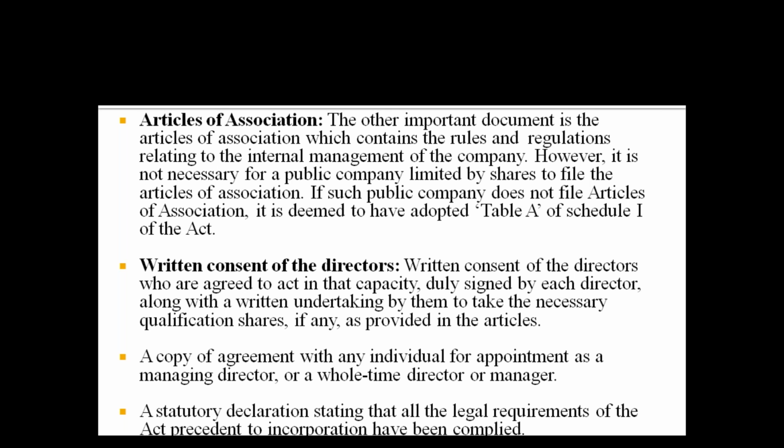Next document is a copy of agreement with any individual for appointment as a managing director or a whole-time director or manager. So this would be another agreement. Then a statutory declaration has to be filed, which would state that all the legal requirements of the Companies Act, precedent to incorporation, have been complied with. That means all the documents that were required to be filed at this particular stage have been complied with and the organization has taken care of.